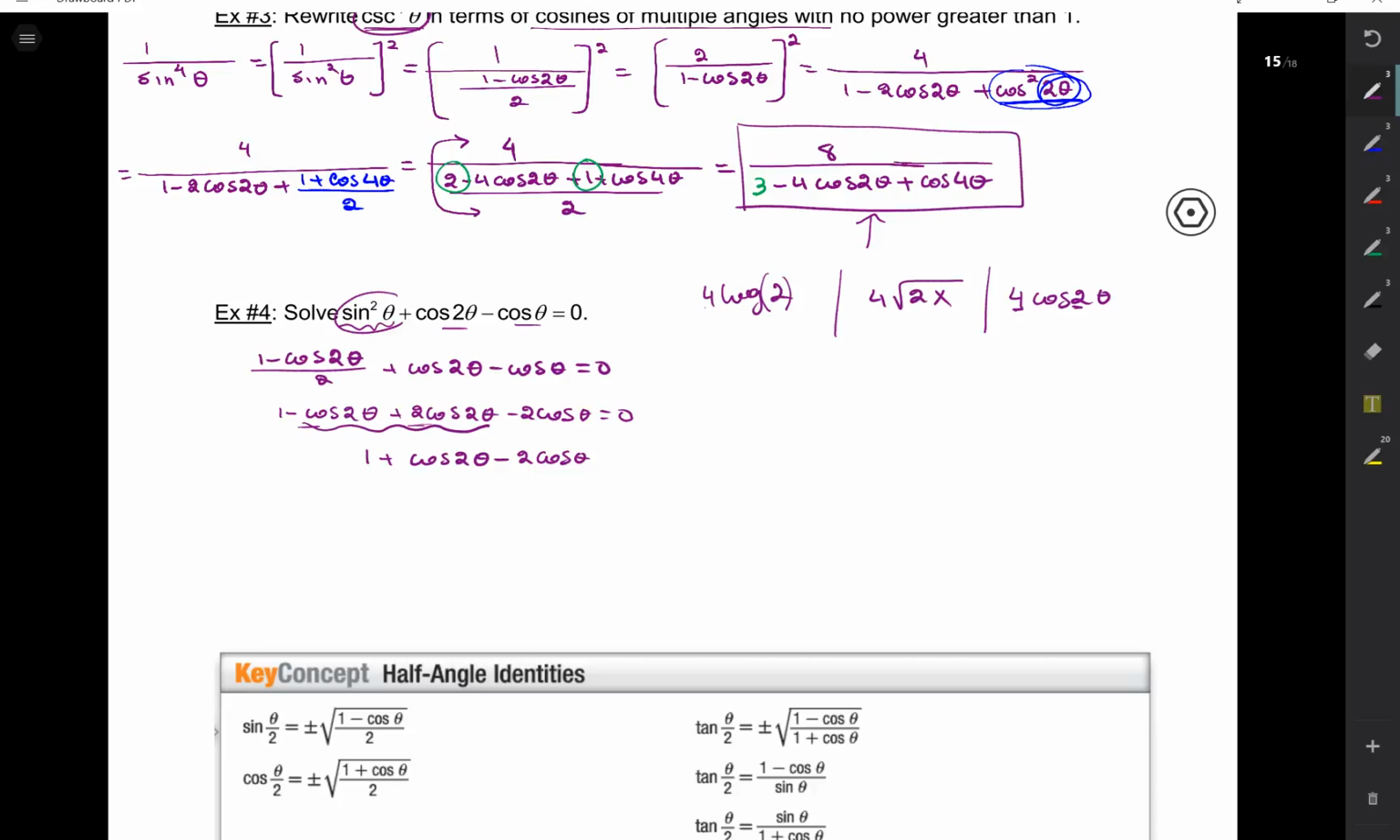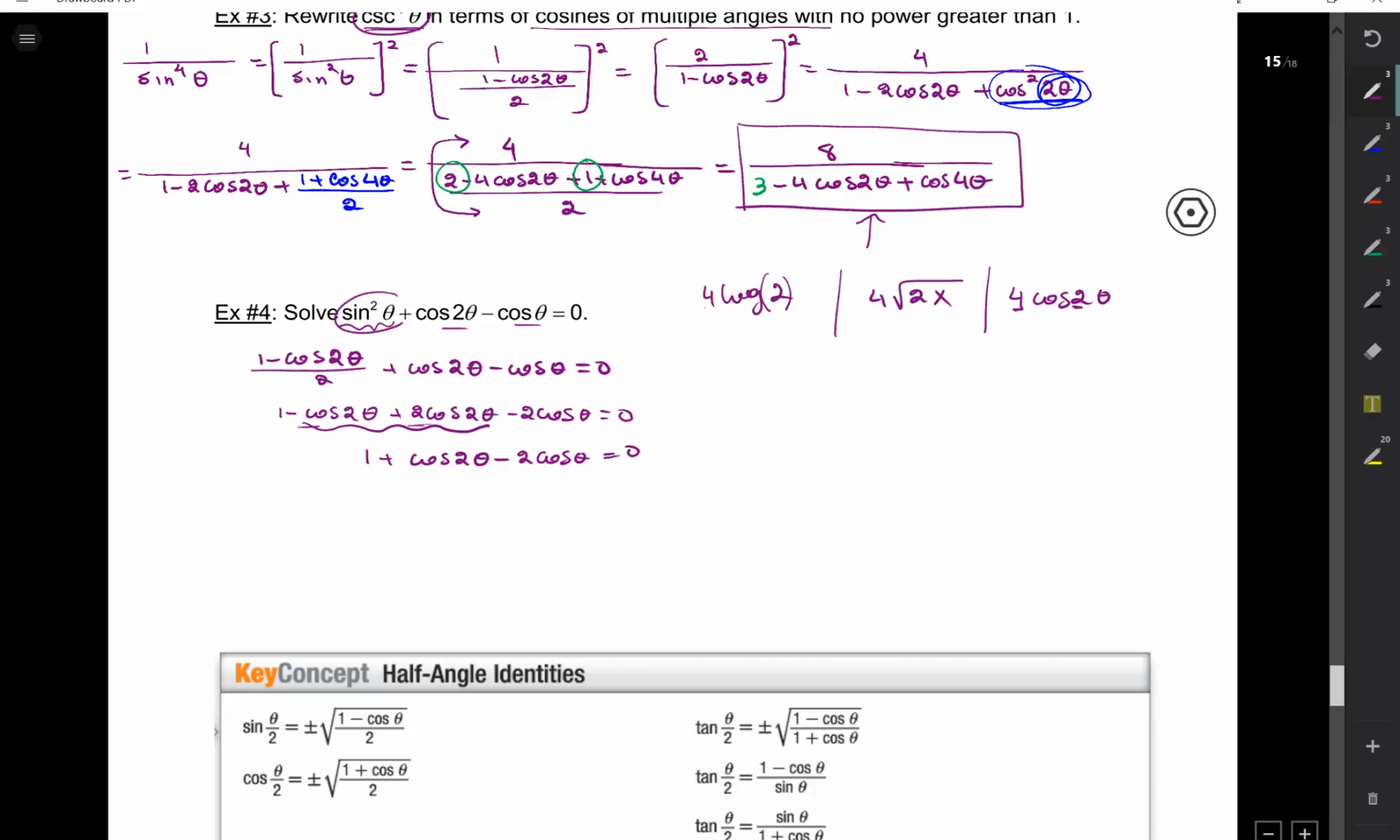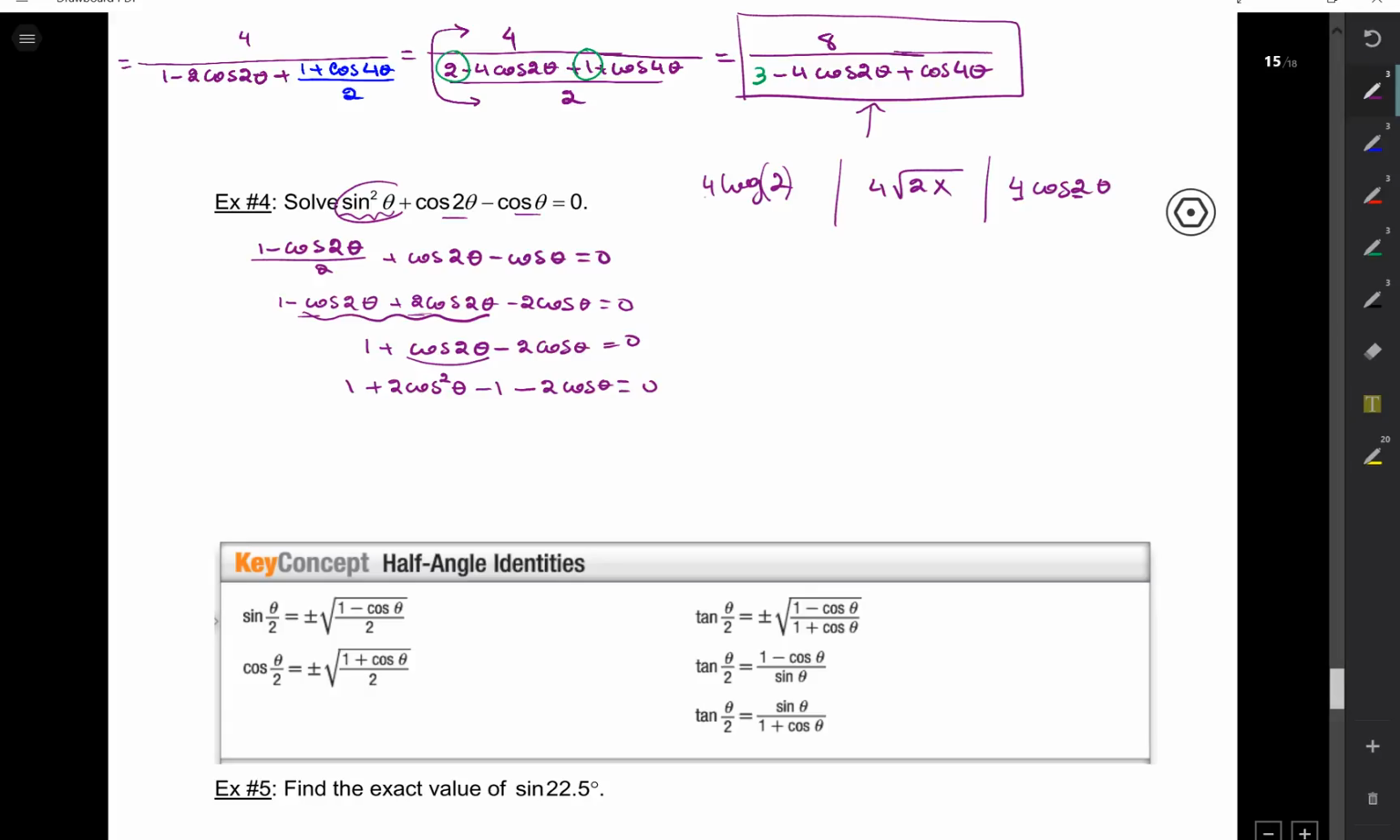Okay. Now I still have issues because now I got a 2 theta and a theta. Well, oh my God, if only there was an identity that turns the 2 theta into a theta. But wait, there is. Because what's cosine 2 theta? Right. And then you're just adding another square. It's okay for the square because we're solving now. Right? So now, the 1 and the minus 1 go away.